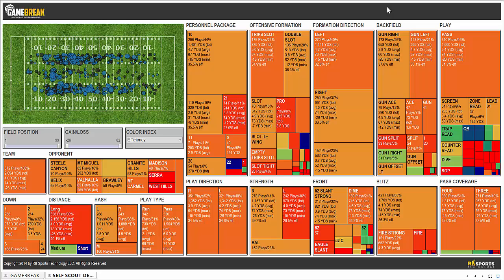So I'm going to throw a couple things out there just to hopefully get your mind thinking a little bit and give you a sense of what you can do with the dashboard and where you can take it.